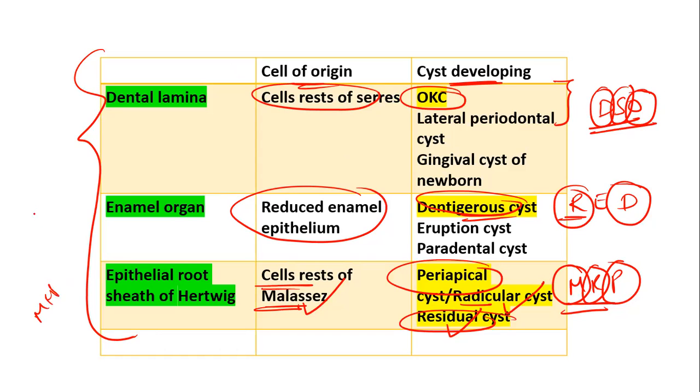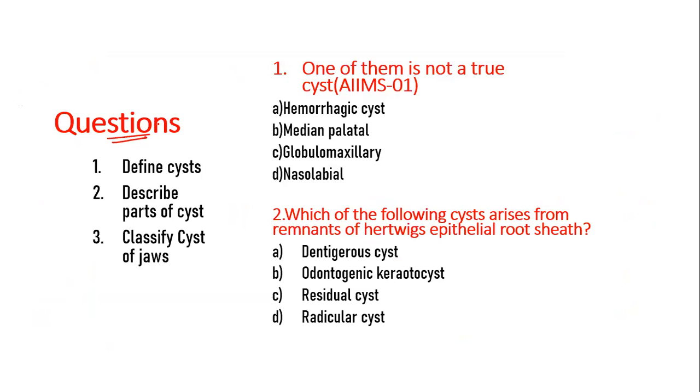MRP, dentigerous cyst is RED, and then DSO. Further, let's just have some review questions before we end the video.